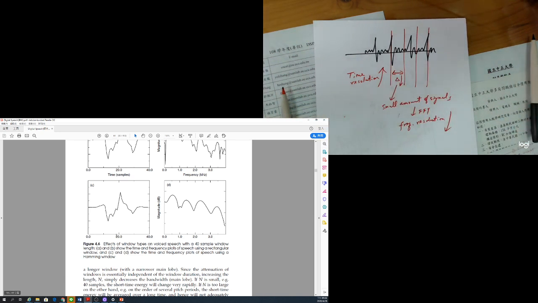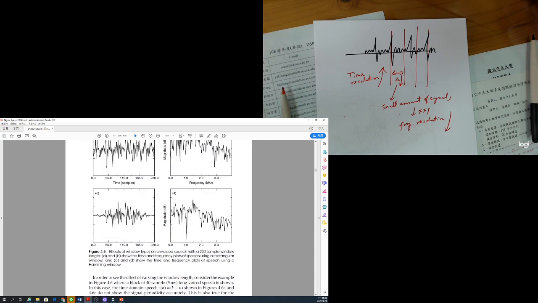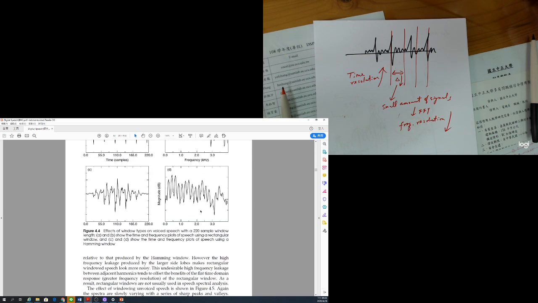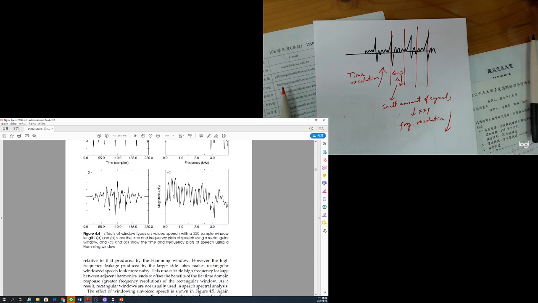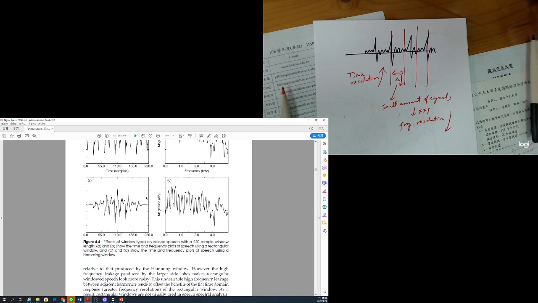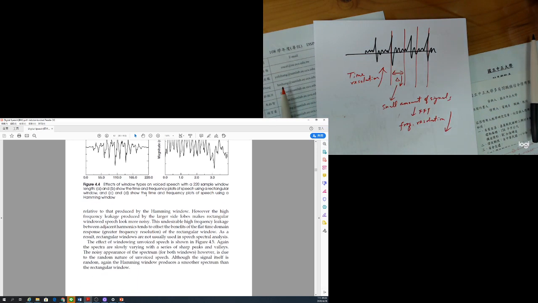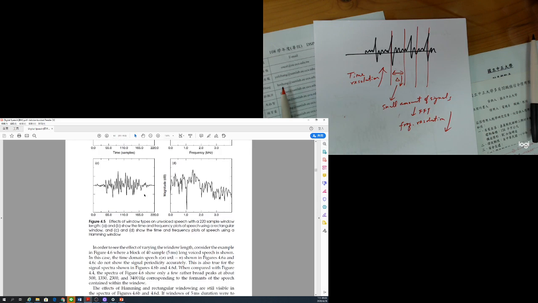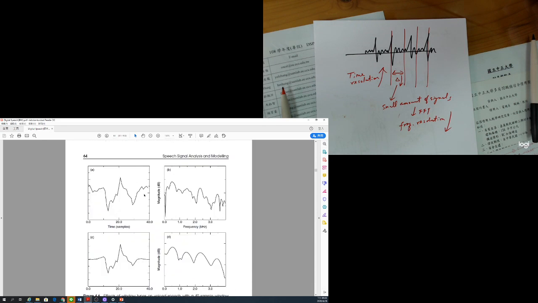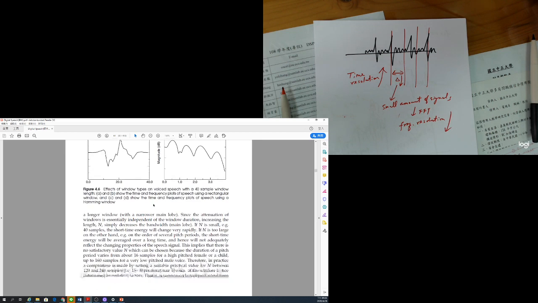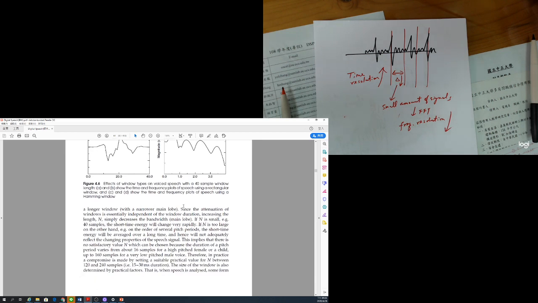So you can see this figure. Our window becomes 40 samples, so your frequency resolution becomes not good. But if your original signal window size becomes 220 samples, your frequency resolution becomes good, but your windowing time resolution becomes not good because you are partitioning a bigger window. So this one is very straightforward.